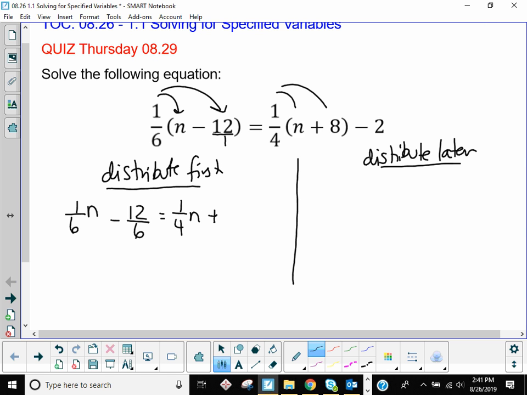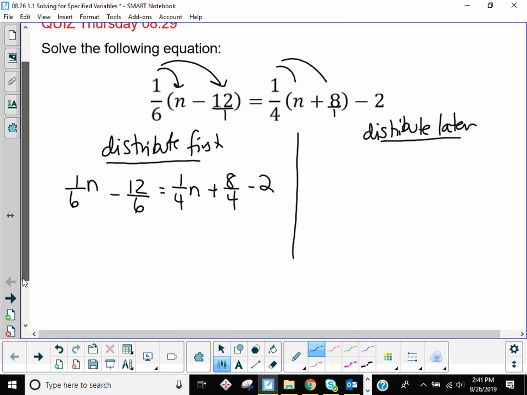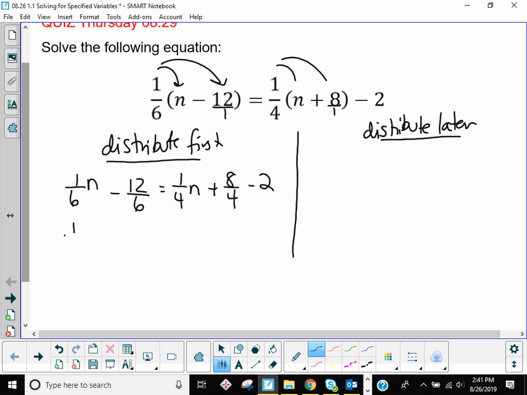plus 1/4 times 8 over 1. You go across the top, across the bottom. That's 8 over 4, which I'm going to simplify to what in a minute? 2, right? And then you have that minus 2. And then just simplifying the fractions gives you this next.